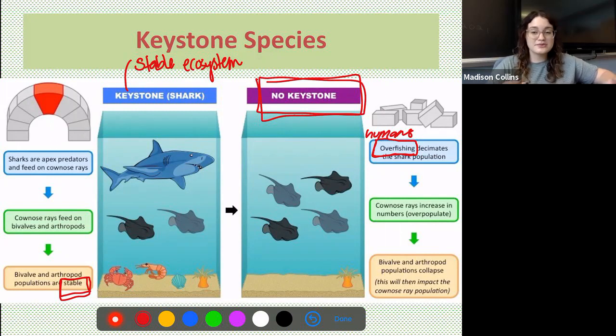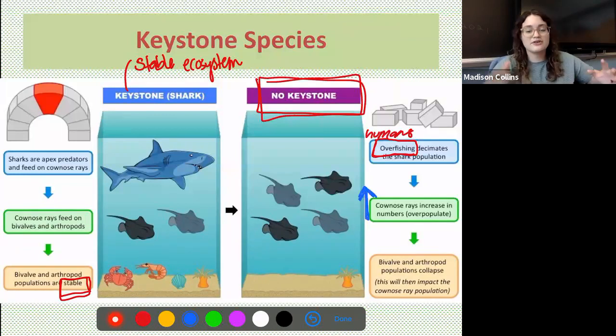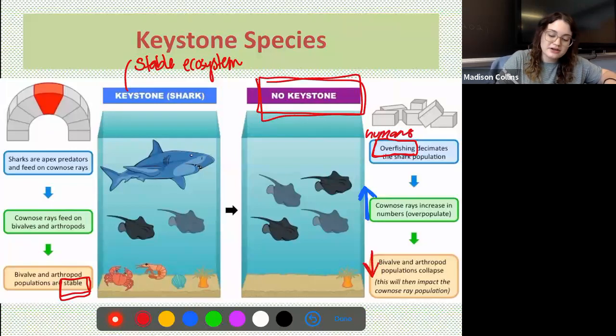Well, suddenly those cow-nose rays no longer have any predators in that area, which means the cow-nose ray population is going to increase in number or overpopulate, which seems like a good thing for the cow-nose rays until you look at the bigger effect of this. So what's going to happen? Well, the cow-nose rays, because there are more of them, are going to be feeding more on this bivalve and arthropod population. And since there are more rays feeding on this population, this means that the bivalve and arthropod populations are going to absolutely collapse. Their population size is going to decrease because they're all being eaten by these rays.